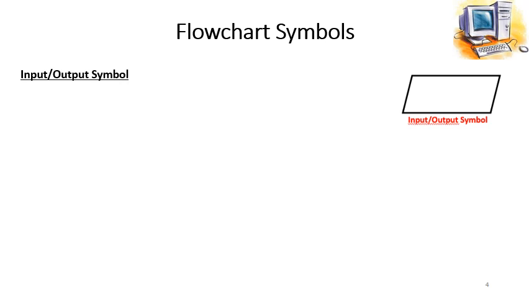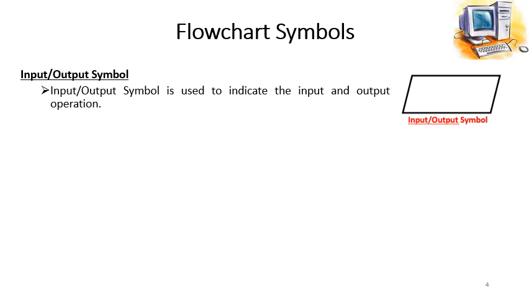Second, we have the input-output symbol, which is actually a parallelogram. The parallelogram is a symbol which indicates the input and output operations in a flowchart. It is also called the parallelogram symbol. So whenever we draw the flowchart of any program, and if there is an input or output operation, that input-output operation in the program will be represented by the parallelogram symbol in the flowchart.